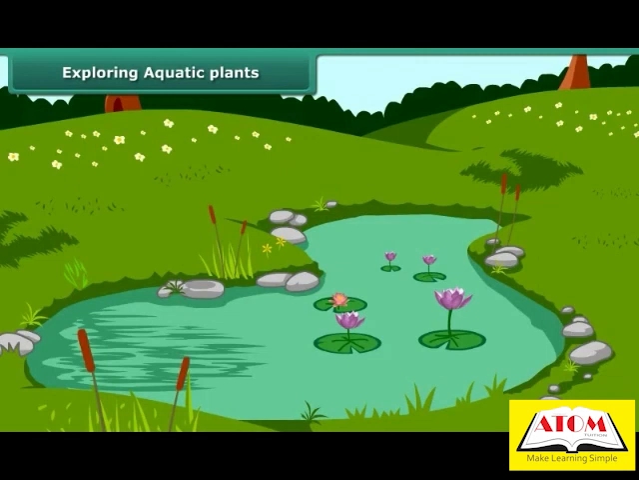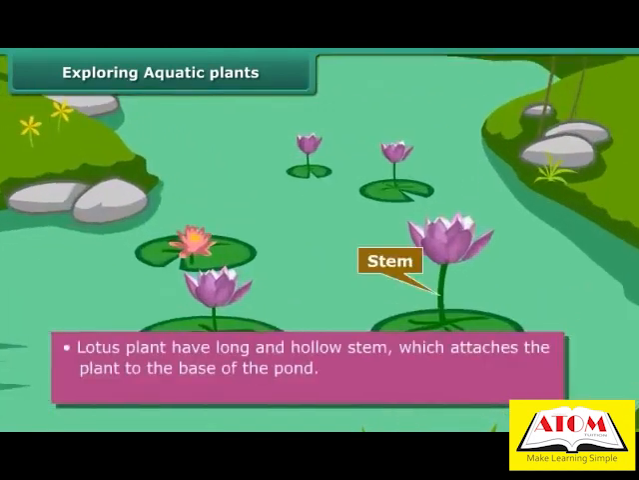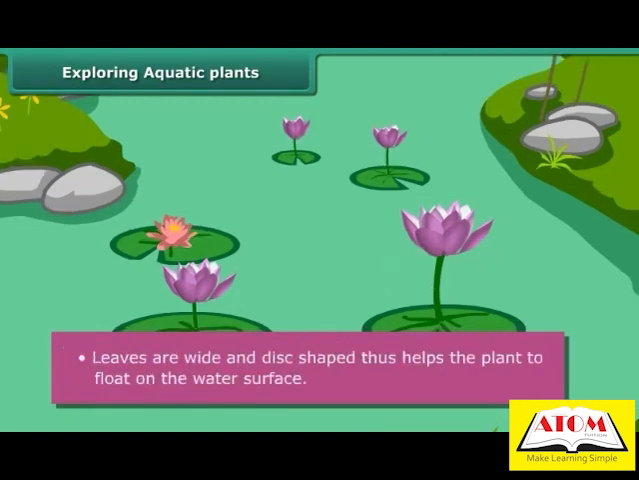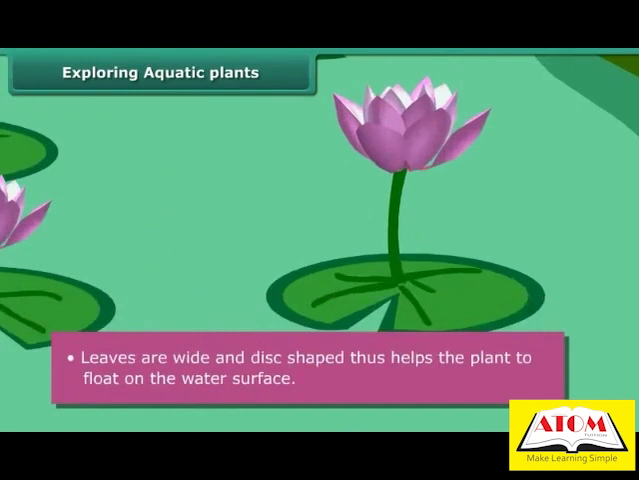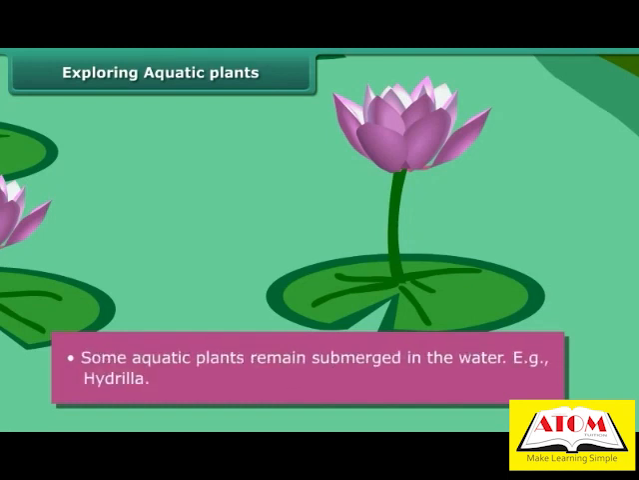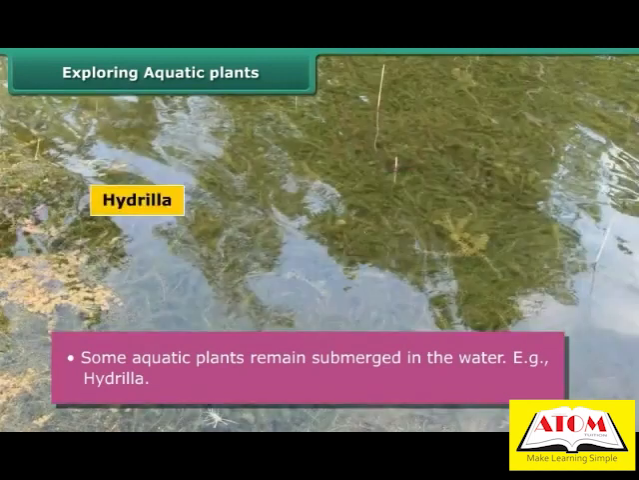Students, you might have seen lotus floating in ponds and lakes. These plants show various adaptations to live in water. Lotus plants have long and hollow stem, which attaches the plant to the base of the pond. Roots are short. Leaves are wide and disc-shaped, thus helping the plant to float on the water surface. Some aquatic plants remain submerged in the water. For example, hydrilla.